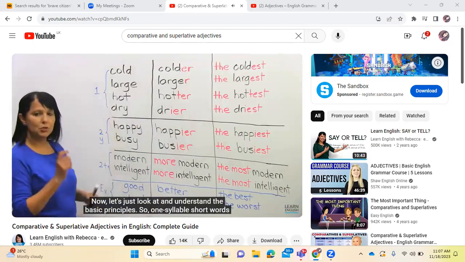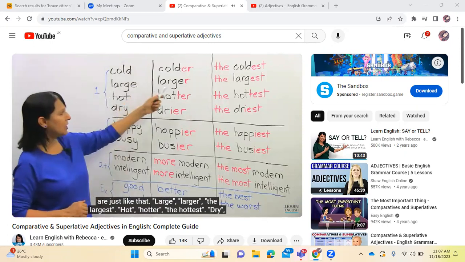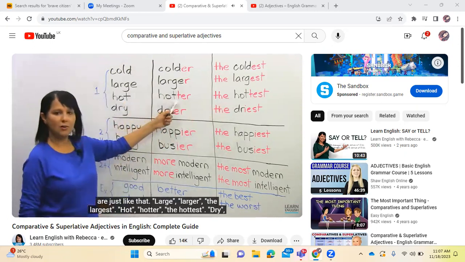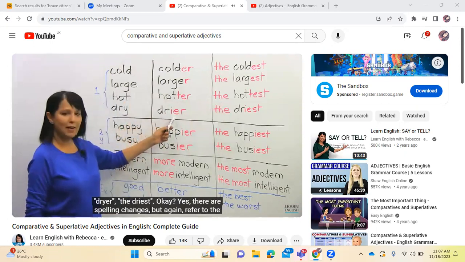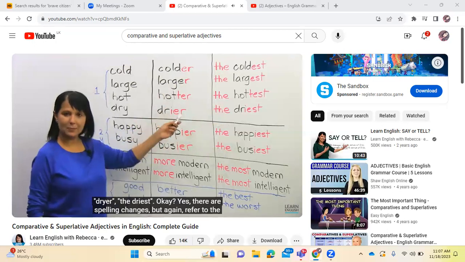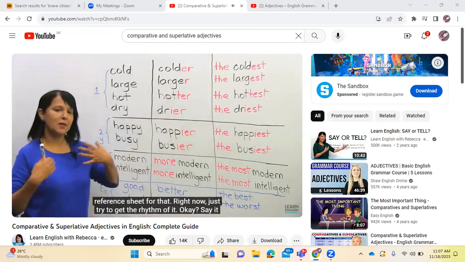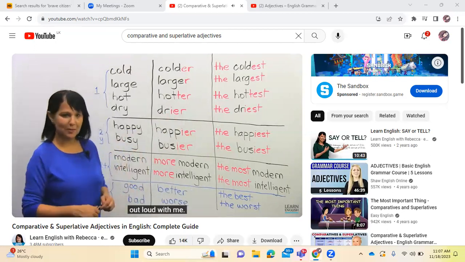So 1 syllable short words are just like that. Large, larger, the largest. Hot, hotter, the hottest. Dry, drier, the driest. Okay? Yes, there are spelling changes, but again, refer to the reference sheet for that. Right now, just try to get the rhythm of it, okay? Say it out loud with me.